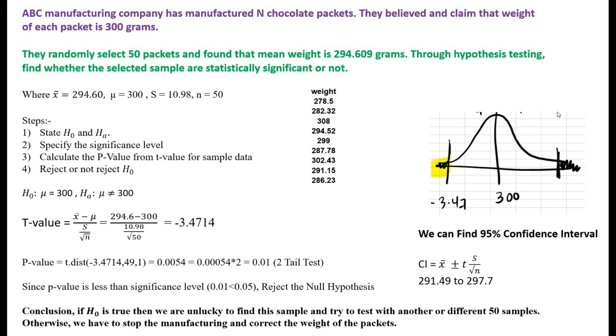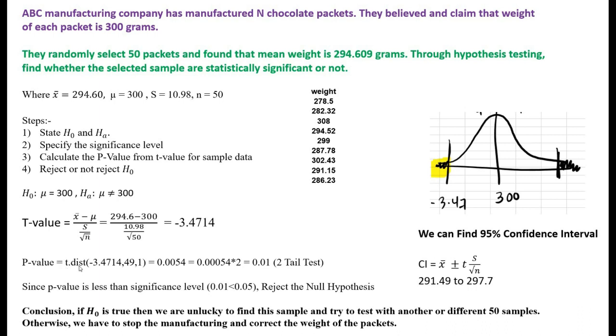On the right side of the graph, if you see, I have plotted this distribution, and 300 is our claimed hypothesis mean. We can see on the graph that minus 3.47 is going towards the tail end of this graph, which looks like that, when we calculate its p-value.